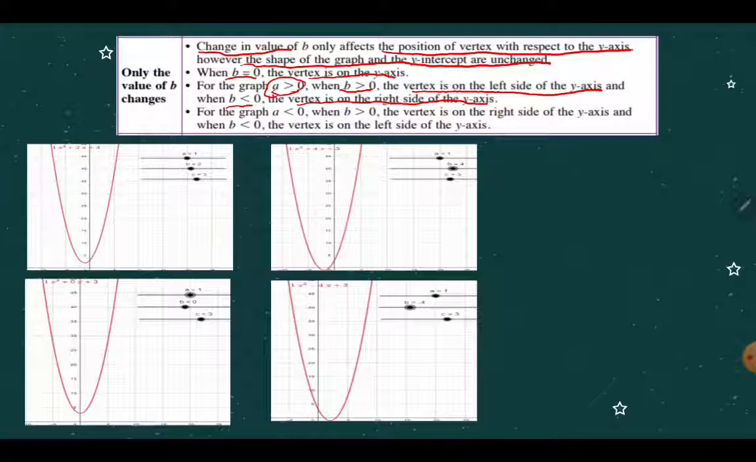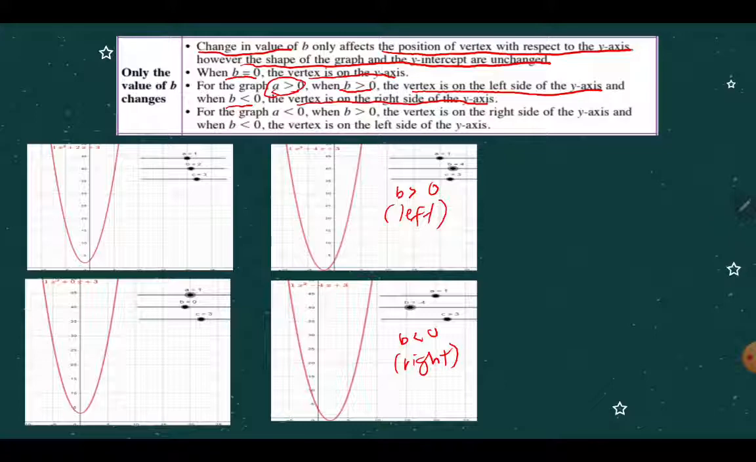See, this is when B is greater than 0, so it moves to the left. For the second one, when B is less than 0, so it moves to the right.